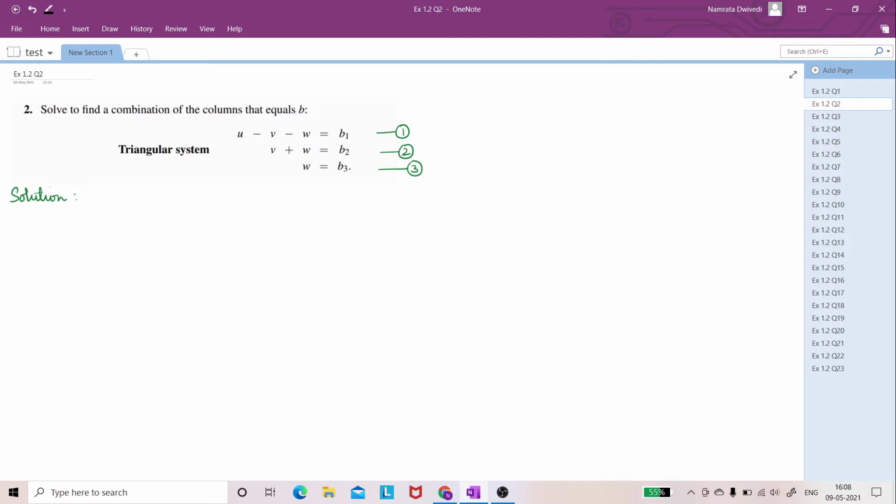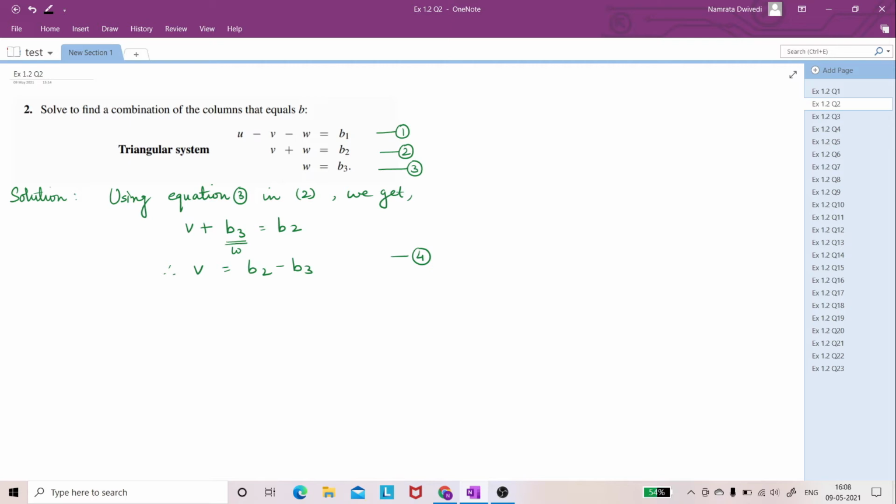What I'll do is use equation 3 in equation 2. Using equation 3 in 2, we get v plus b3 is equal to b2. This was w, right? So therefore v is equal to b2 minus b3. So this is our fourth outcome.